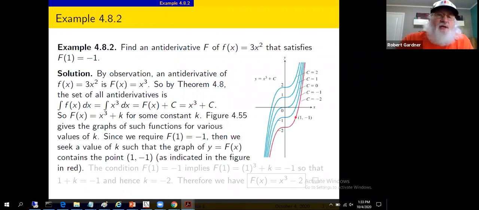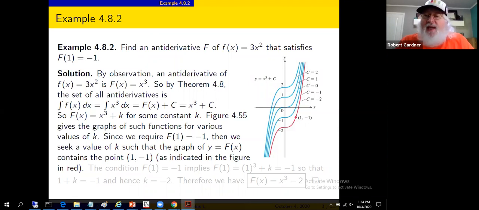I chose this one because it's an example in the book, and they give us a picture I can refer to. Figure 4.55, given here on the right, gives graphs of such functions, functions of the form x cubed plus k for various values of k. The book is not adhering to my use of the lowercase k, and they've said c takes on different values, but it's the same idea.